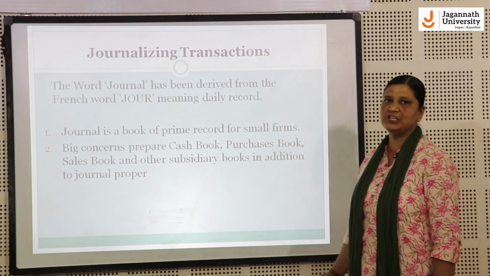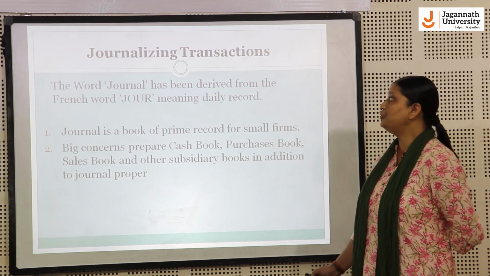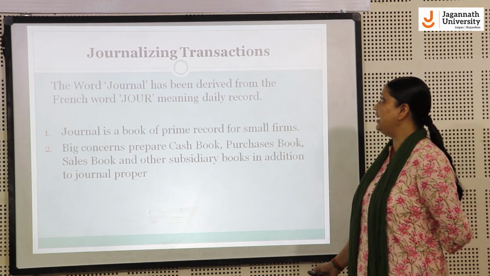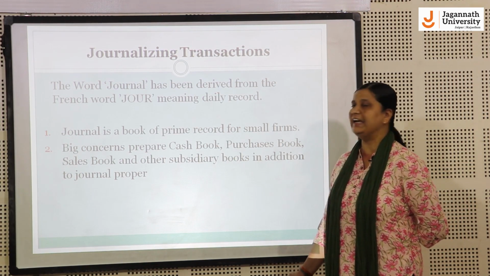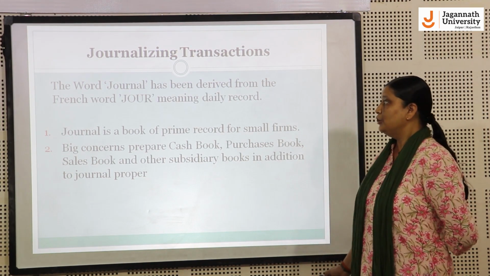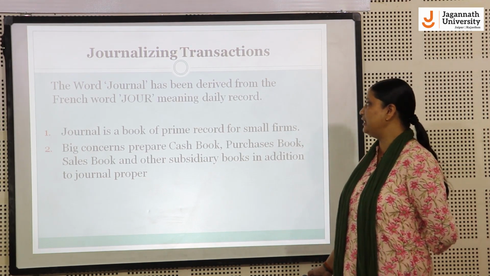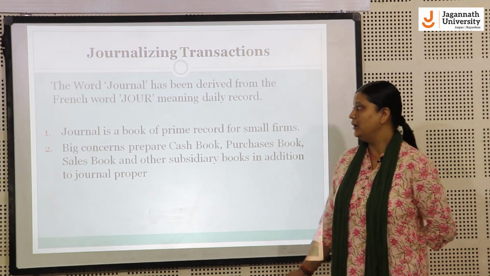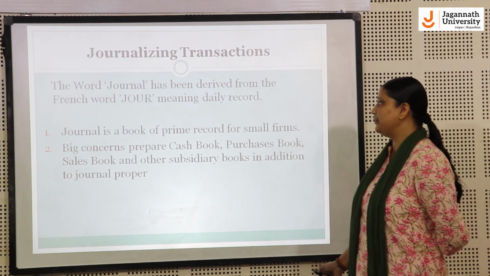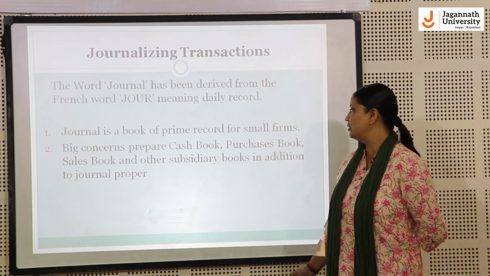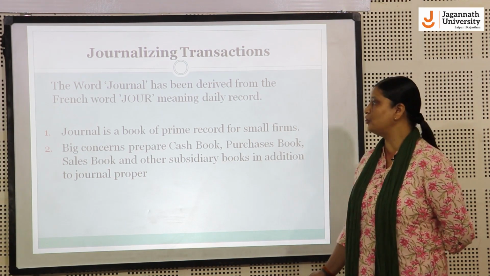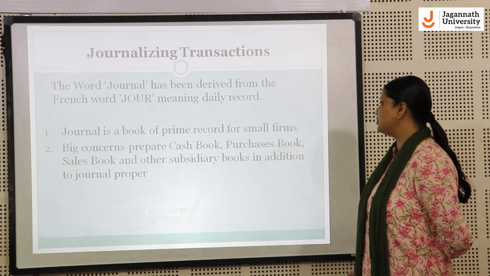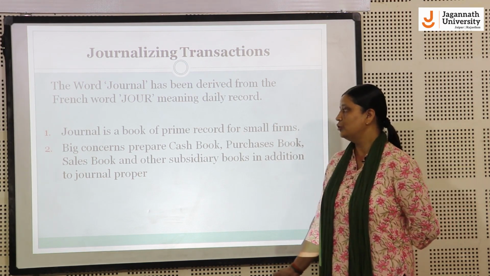Now, journalizing transaction. The word journal has been derived from the word jour, meaning daily records. Journal is a book of primary record for the small firms, and for big concern it is prepared in the form of cash books, purchase books, sales books and other subsidiary books in addition to journal proper.